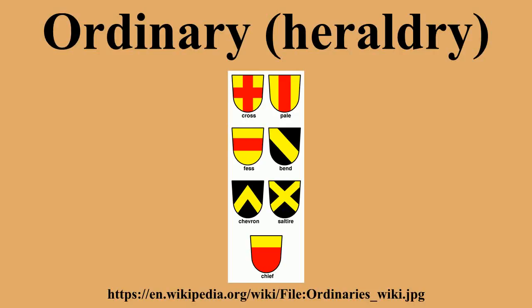Diminutives of ordinaries and some subordinaries are charges of the same shape, though thinner. Most of the ordinaries are theoretically said to occupy 1/3 of the shield, but this is rarely observed in practice, except when the ordinary is the only charge. The terms ordinary and subordinary are somewhat controversial, as they have been applied arbitrarily and inconsistently among authors, and the use of these terms has been disparaged by some leading heraldic authorities.